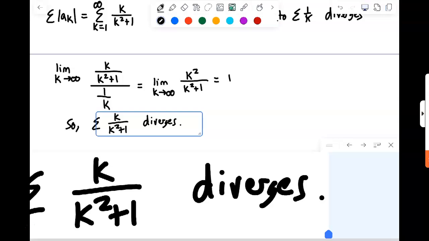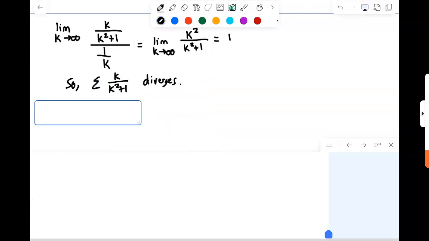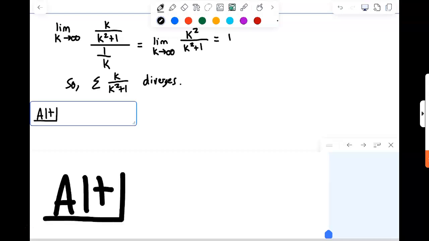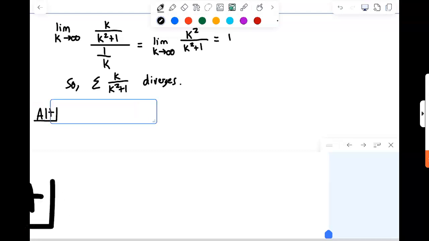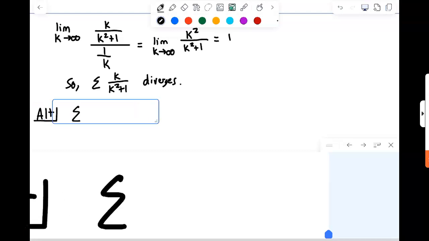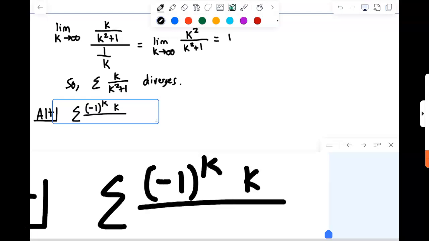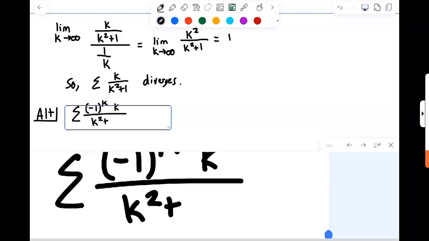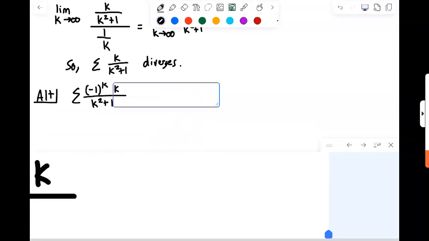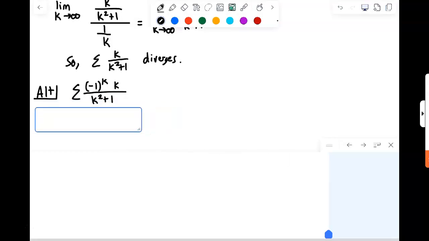So that leaves us the question, what about the alternating series? Does it converge? So we turn back to the alternating series. The sum minus 1 to the k, k over k squared plus 1. Okay, so our terms, of course, are positive, so that checks off. Does the limit go to 0?